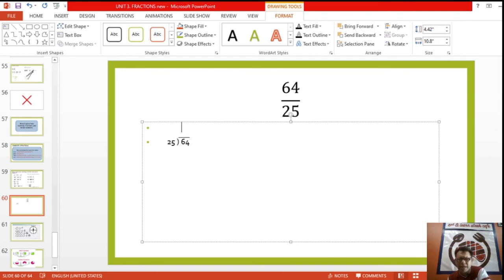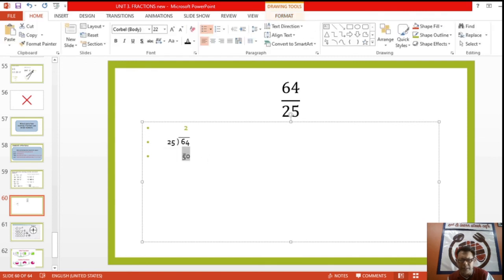That will be around 2. 2 there. So it becomes 50, right? So 64 minus 50 is supposed to be subtraction. That will be how much? 14 left there. So we got 14.